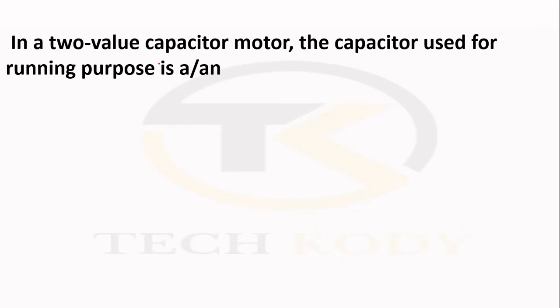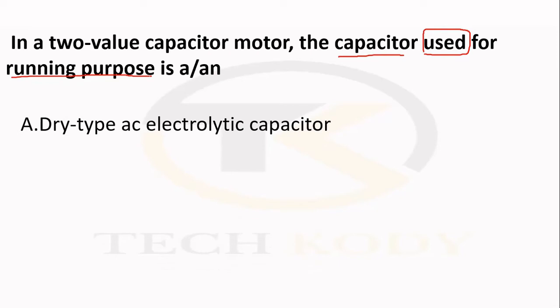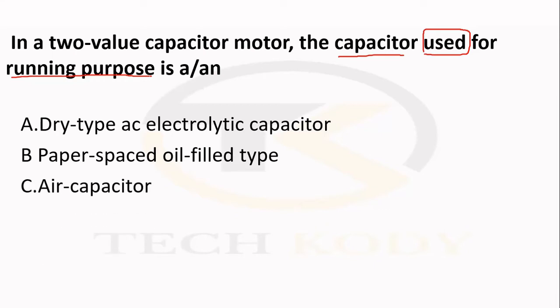In a two-value capacitor motor, the capacitor used for running purpose is, and here you can see that they asked, a dry type AC electrolytic capacitor, paper spaced oil filled capacitor, air capacitor, or ceramic capacitor. In the two-value capacitor motor, the capacitor used for running purpose is the paper spaced oil filled type. This is a repeated question in competitive exams. Remember that it should be the paper spaced oil filled type used for running purpose.